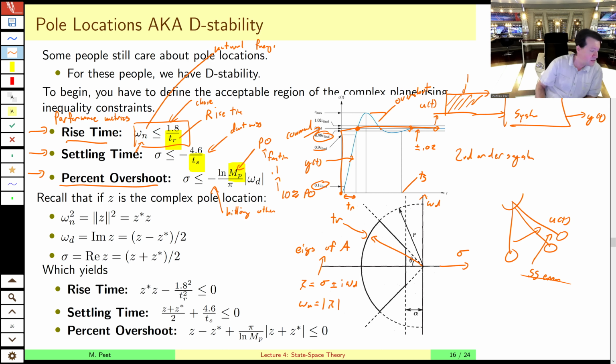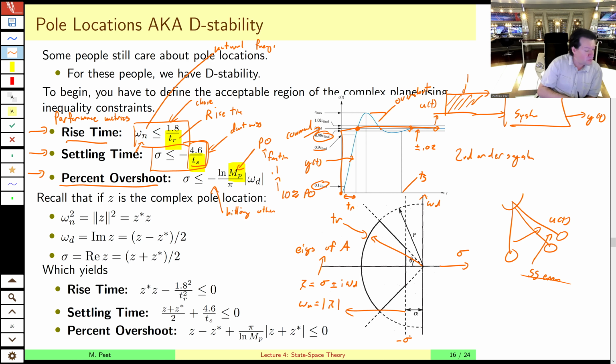Sorry. For settling time, we have a constraint on the real part of the eigenvalue. Specifically, this is the complex plane. We want it to be more negative than a certain value. So the certain value is given here, right? And we want the real part to be to the left of that, right? So this is negative sigma. We want it to be to the left of that, right?